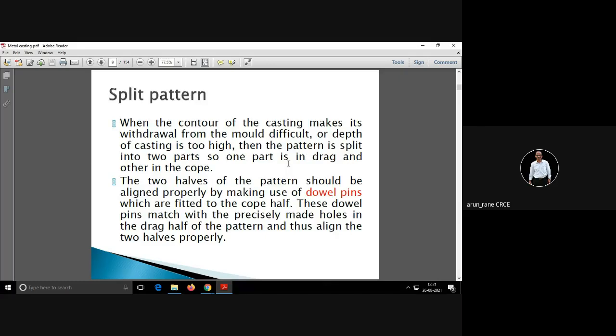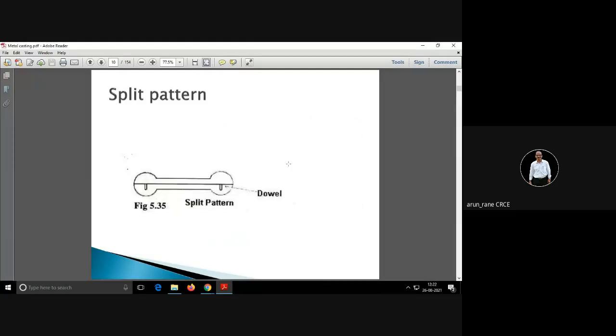Then you have split pattern. In the split pattern, the pattern is divided into two parts. And then these two parts are joined or aligned with the help of dowel pins. Like this is an example or drawing of a split pattern.